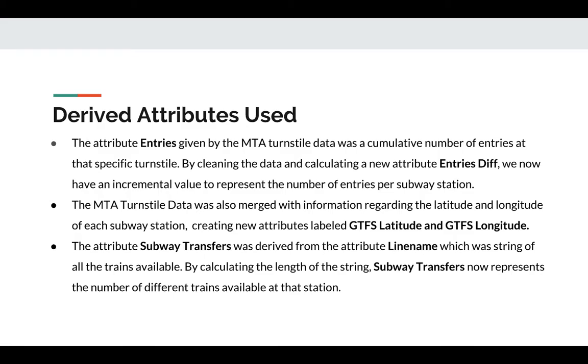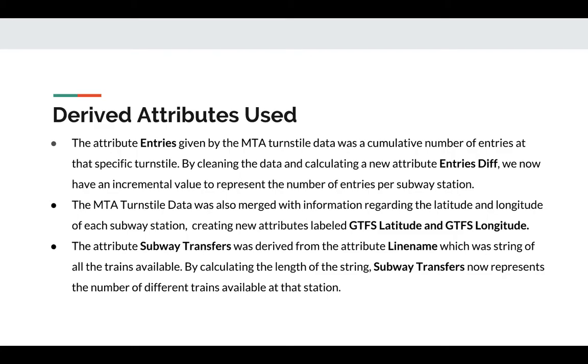Some derived attributes that we used are entries diff, which is derived from the attribute entries given by the MTA turnstile data. Entries was the cumulative number of entries at that specific turnstile. By cleaning the data, we used entries diff to represent the incremental value of the number of entries per subway station. We also merged the MTA turnstile data with information regarding the latitude and longitude of each subway station to create new attributes called GTFS latitude and GTFS longitude. Finally, we created a new attribute, subway transfers, based on the attribute line name.